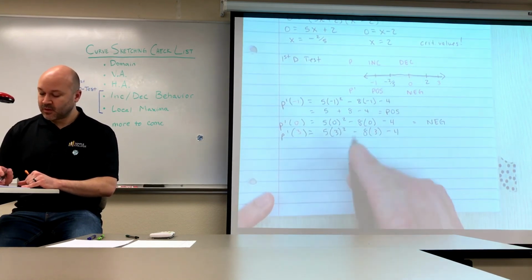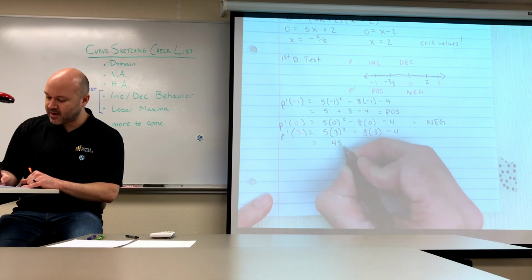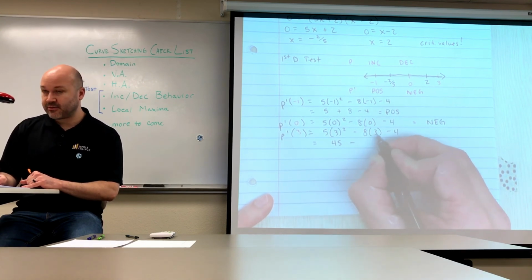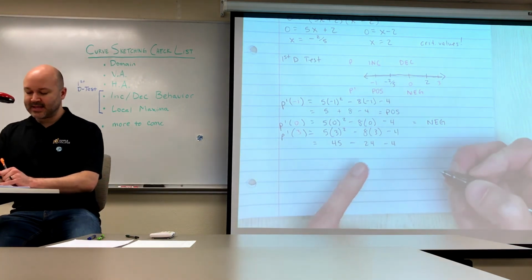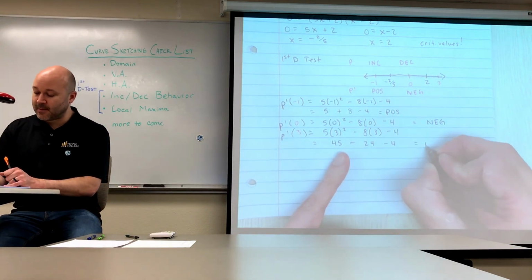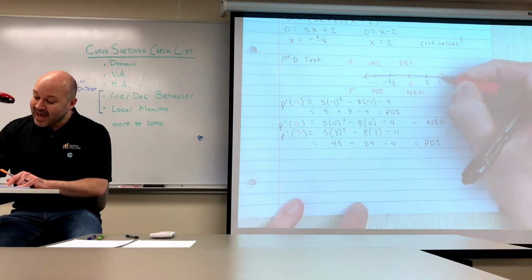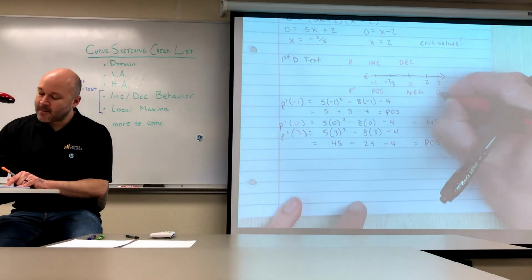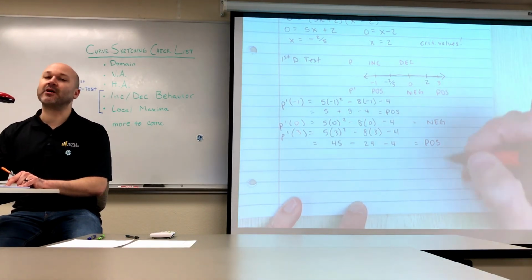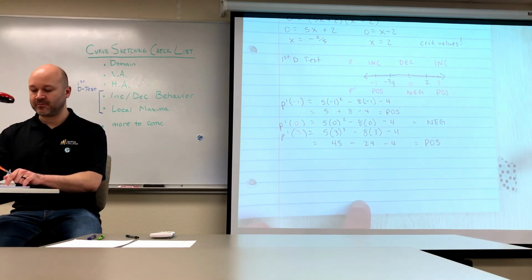All right. 9 times 5 is 45, minus 3 times 8 is 24, minus another 4 more, it's not going to be enough. This is definitely going to be a positive result. That's what I'm looking for. When I plug in 3 into the first derivative, I get a positive result, which means my original function was increasing along that same interval.